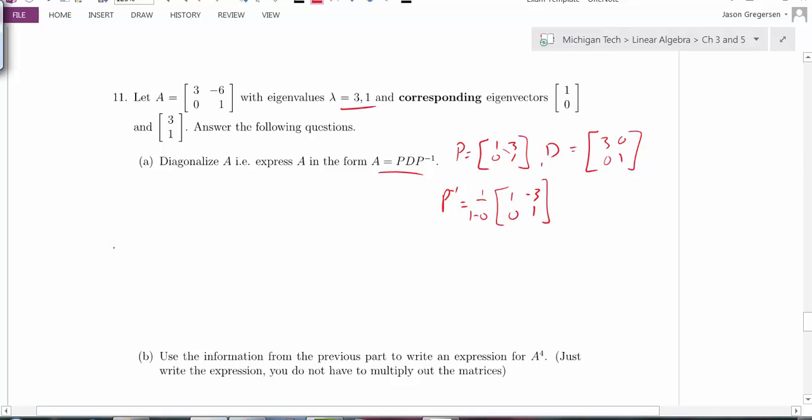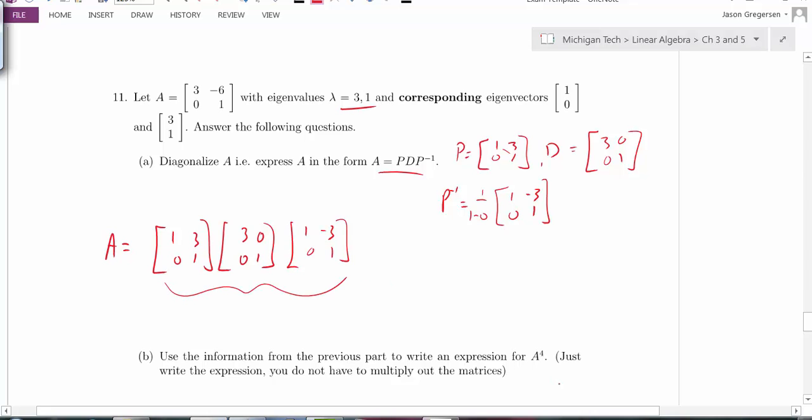So, now that I've calculated this, the diagonalization would look like A is equal to P times D times P inverse, which is 1, negative 3, 0, 1. And of course, on the exam, I should take these three matrices and multiply them out to see if I really do get to A, to see if I've done it correctly.